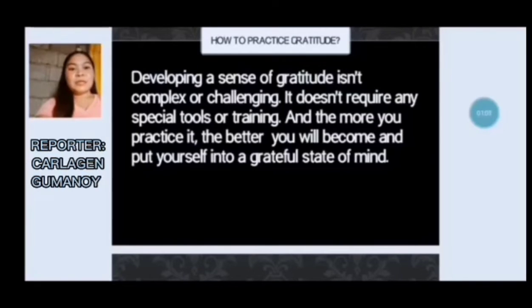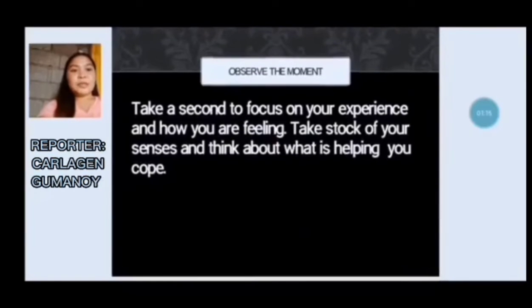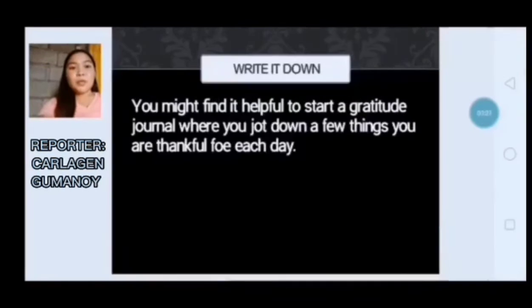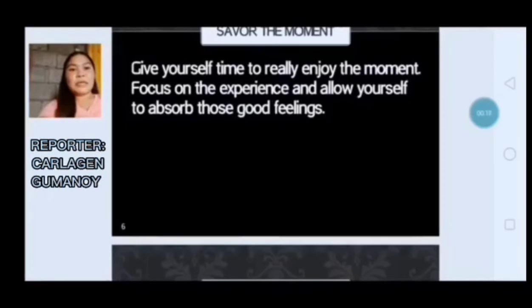And the more you practice it, the better you will become and put yourself into a grateful state of mind. Second practice of gratitude is observe the moment. Take a second to focus on your experience and how you are feeling. Take stock of your senses and think about what is helping you cope. So the third practice of gratitude is write it down. You might find it helpful to start a gratitude journal where you jot down a few things you are thankful for each day. Fourth is savor the moment. Give yourself time to really enjoy the moment.